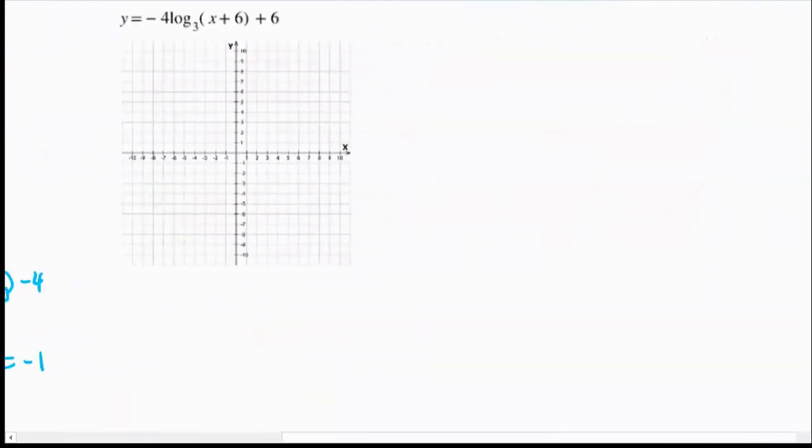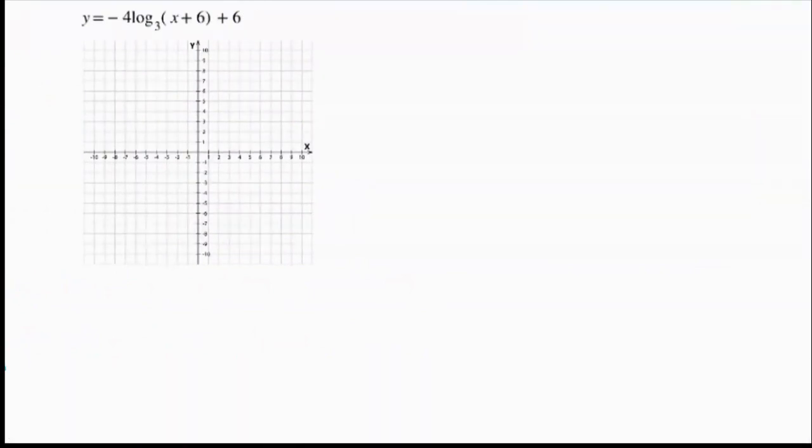I'm going to go a little quicker on this one, but in the x and y table, I first want to plug in the x value that makes the inside of the log 0. So that's negative 6. Anytime I make the inside of the log 0, that represents my vertical asymptote. I also can't take the log of a negative number. If I plugged in negative 7 or negative 8, I'd also not be able to solve it.